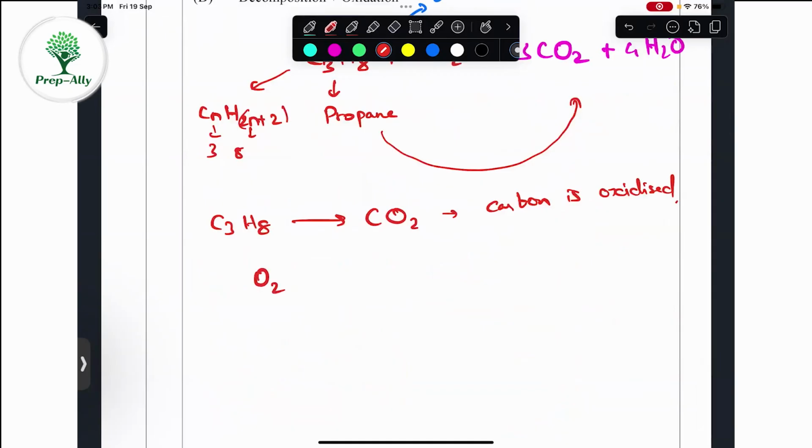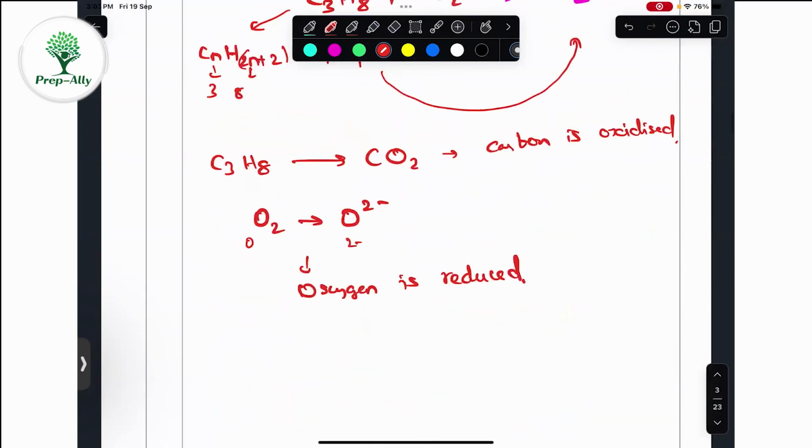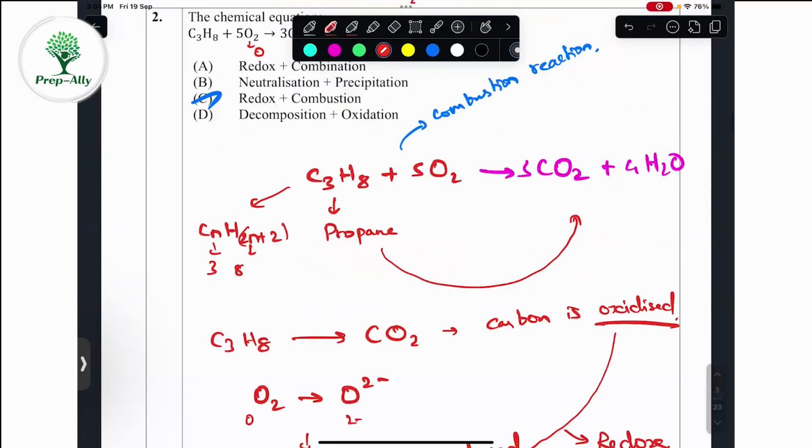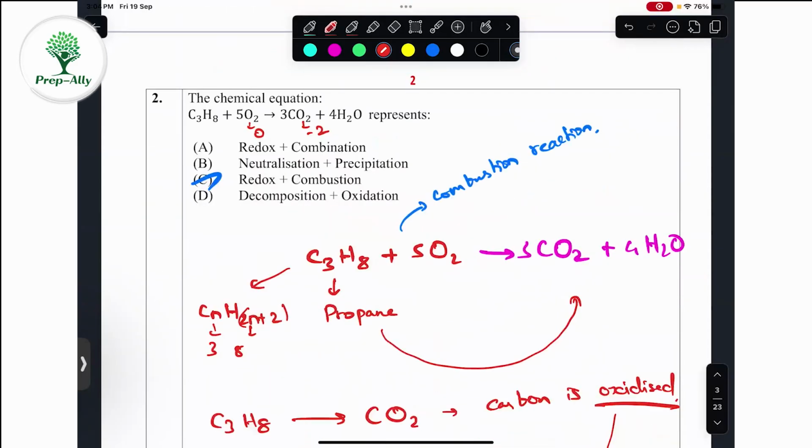So O2 with 0 oxidation state to O2-, 0 to 2 minus, it has gained 2 electrons. So I can say oxygen is reduced. So both are taking place, right? Oxidation and reduction. So this reaction can be called a redox reaction. So the answer is going to be C.